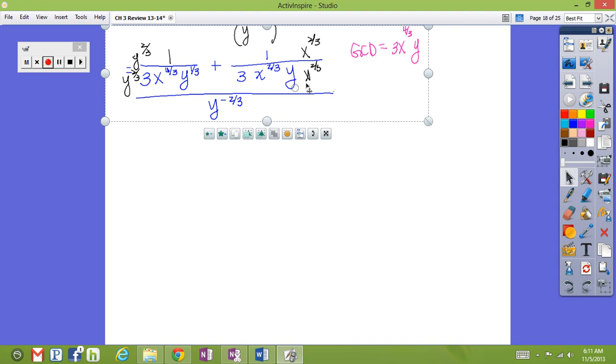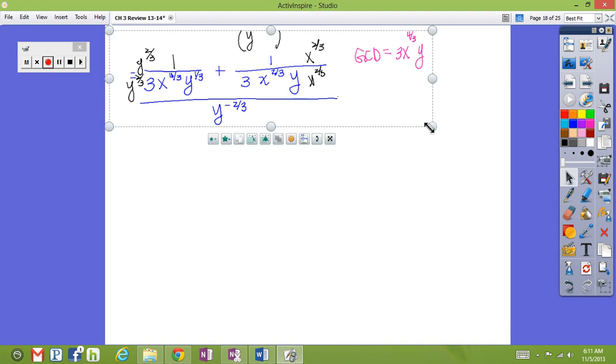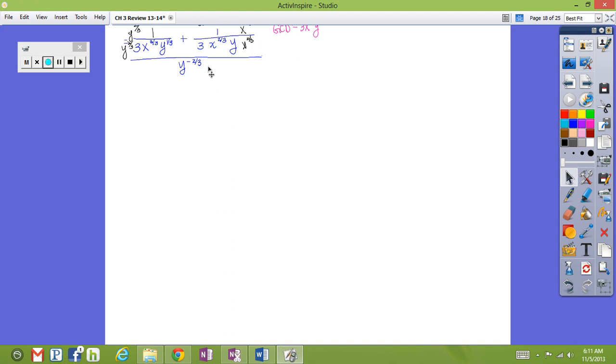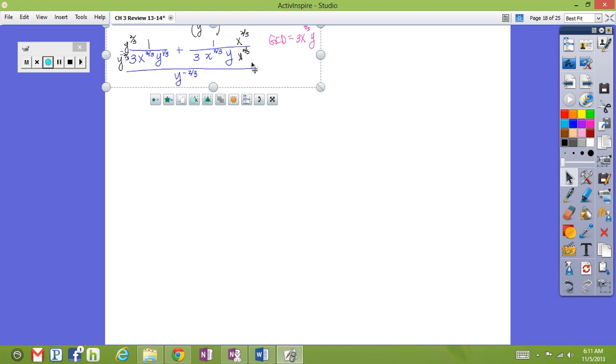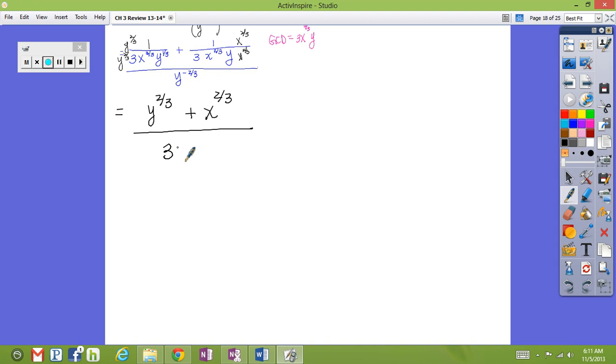Okay, and I'm going to make it a little smaller just to get it out of the way. Alright, so I know that I get y to the 2/3 in the numerator here. I get x to the 2/3 in the numerator here. The denominator is my common denominator, 3x to the 4/3 y, and then times 1 over y to the negative 2/3.